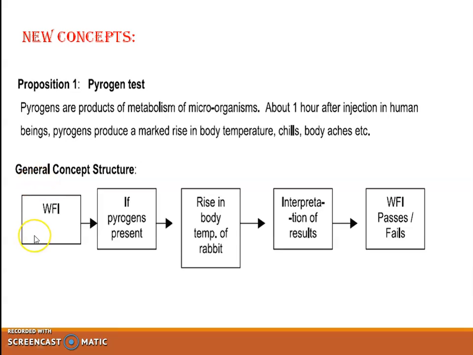Now the general concept structure for this test is as follows. First we have to take water for injection. If pyrogen is present, there will be a rise in body temperature of the rabbit. Then accordingly we will interpret the result, that is, the interpretation of results, and from the result we can say whether the water passes or fails the test.